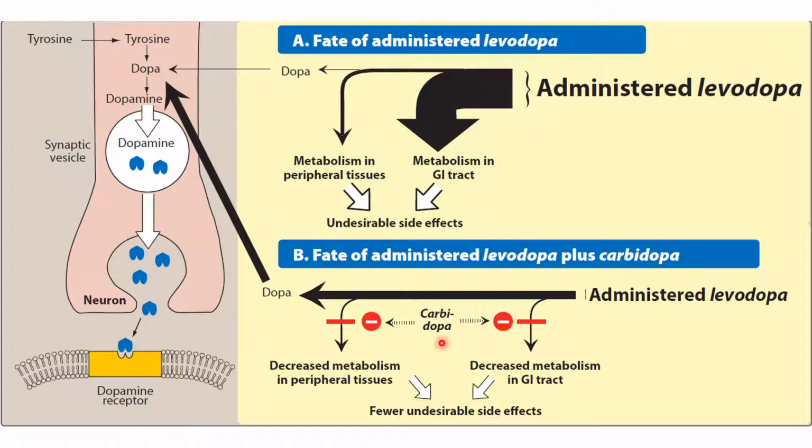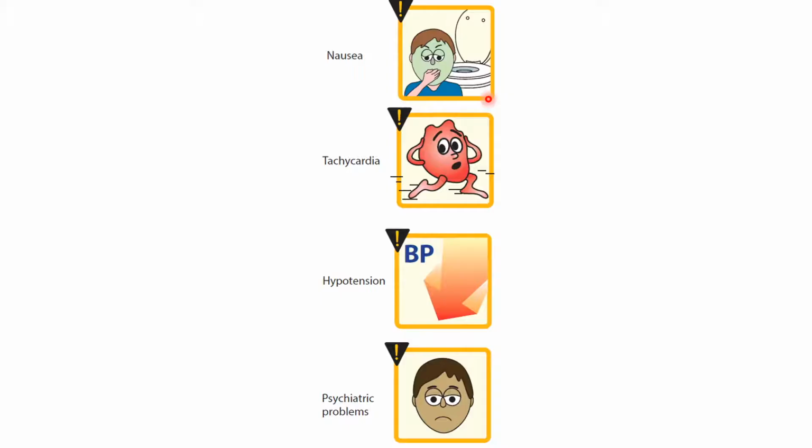But carbidopa cannot pass the blood-brain barrier, and that is why we will not decrease the levodopa metabolism in the central nervous system. So that is why the levodopa will be still effective.